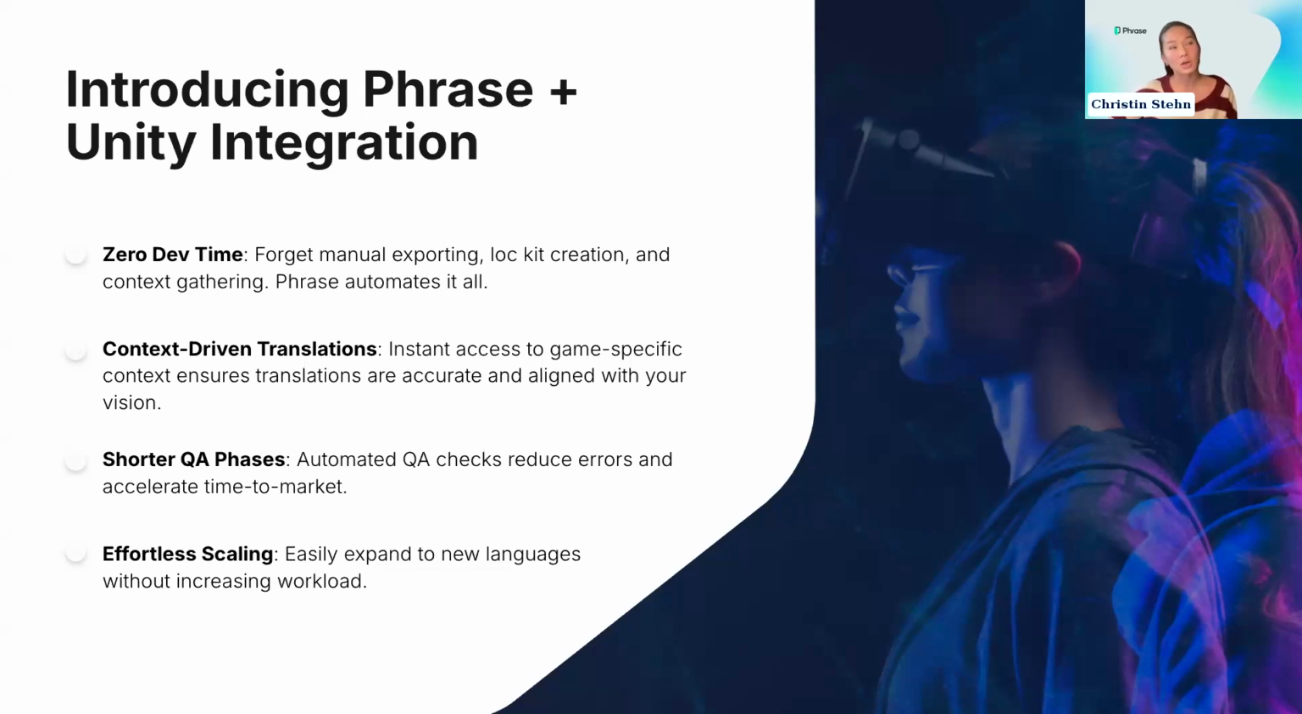Next, you'll also experience shorter quality assurance phases. Built-in automated checks help identify and minimize errors, allowing you to speed up your time to market while still maintaining the high quality of translations. And lastly, as your game expands into new markets, scaling becomes more effortless. Adding new languages doesn't increase the workload on your team, making it easy to grow without slowing down your development process. So this is in a nutshell what the Phrase and Unity integration is about.